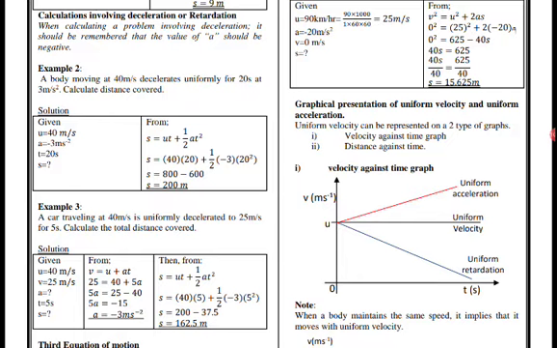So let's briefly go through the graphical representation of uniform velocity and uniform acceleration. Uniform velocity can be represented by two types of graphs. One, velocity against time graph. Two, distance against time graph.